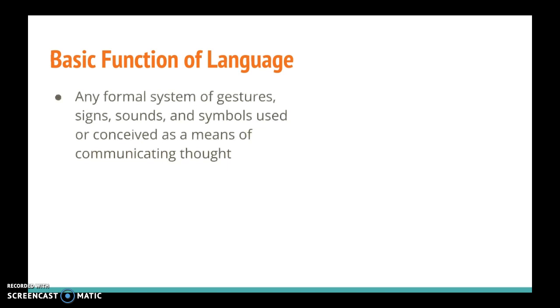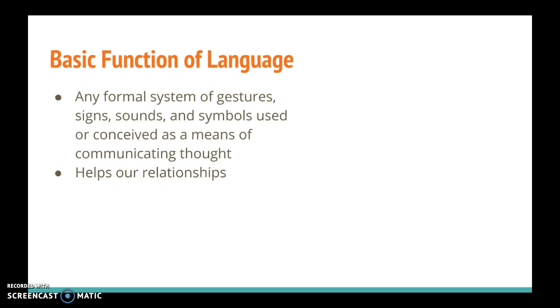To define language, we say that language is any formal system of gestures, signs, sounds, and symbols that are used or conceived of as a means of communicating thought. And in the world, there are over 6,000 different languages. The most commonly spoken language is actually Mandarin, and some of the others most commonly spoken include English, Spanish, and Arabic. And language is really the primary means that we have to communicate thought with one another.